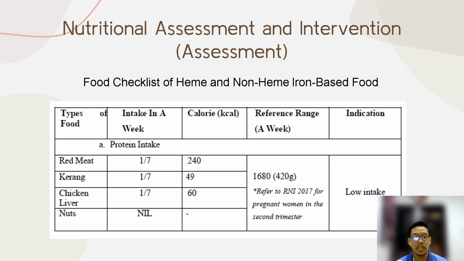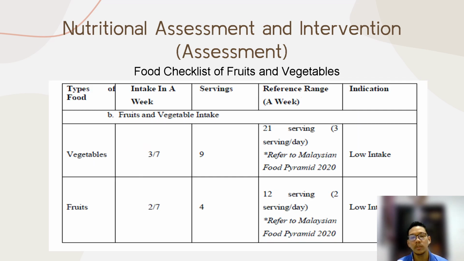So as we can see, there are 4 types of food, which are red meat, kerang, chicken liver and nuts, with the intake only 1 over 7 for the first three, and nuts being none at all. And this indicates that it is a very low intake by the patient. As for the vegetables and fruits, she only took 3 out of 7 of vegetables and 2 out of 7 fruits per week, and this also indicates that it is a very low intake for both of the groups.